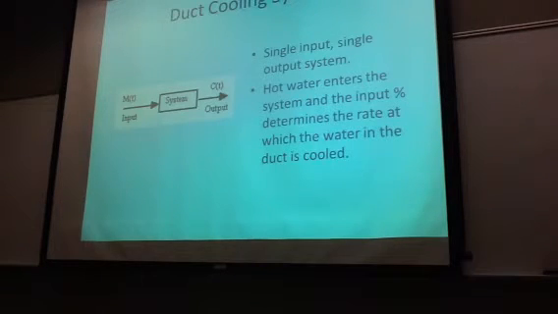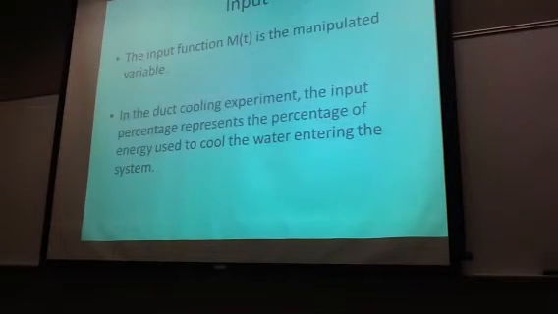The hot water enters the system, and the step input is how much of the motor power is used to cool the water, and that will determine how quickly the water is cooled. The input is the manipulated variable, and for this experiment, the input percentages for SSOC were constant for each trial, and they range from 44% to 70%.